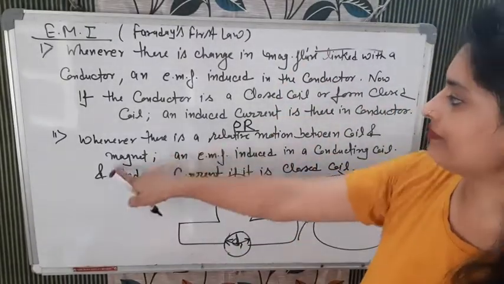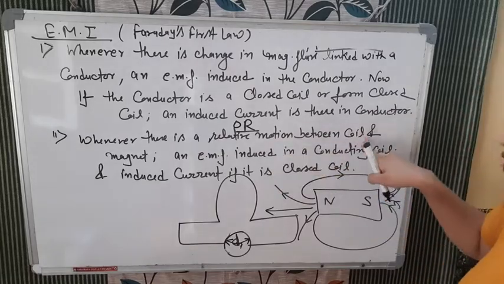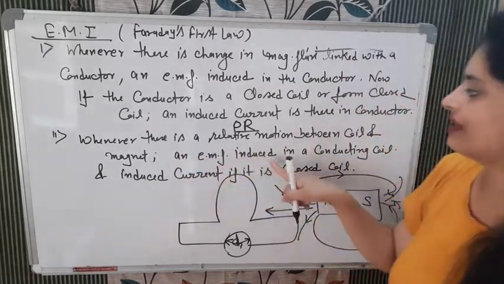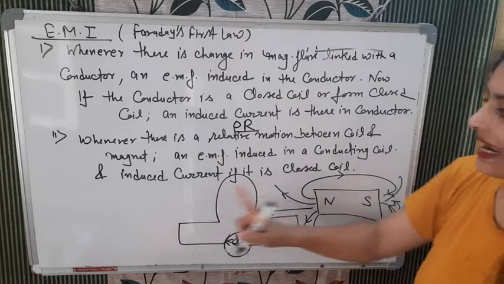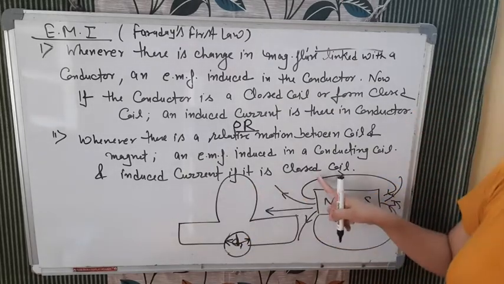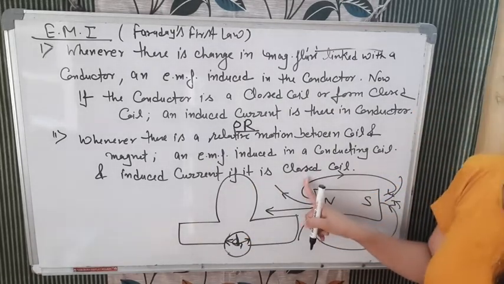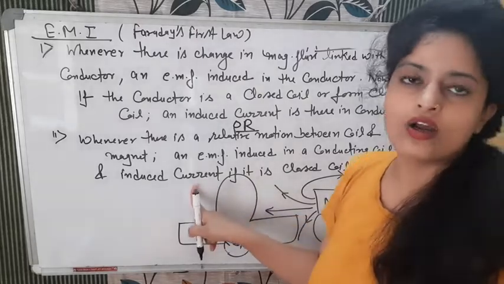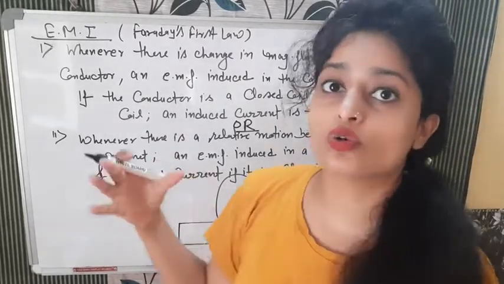See, so whenever there is a relative motion between the coil and the magnet, an EMF will be induced in a conducting coil, and induce current if it is a closed coil. तो ये यहाँ पे condition है कि coil अगर closed है तभी current induce होगा. And in our experiment, Faraday always took the closed coil.